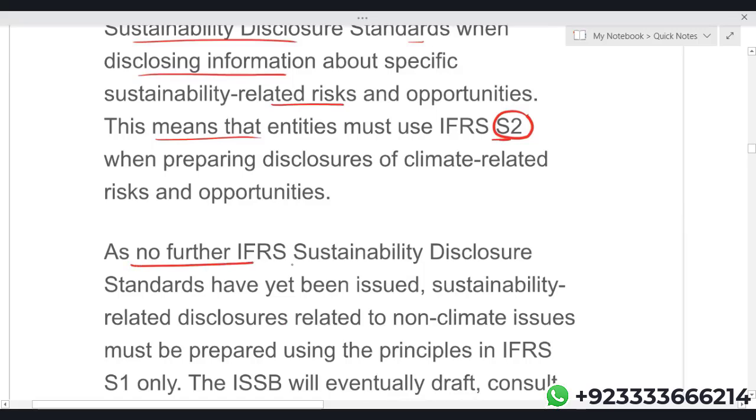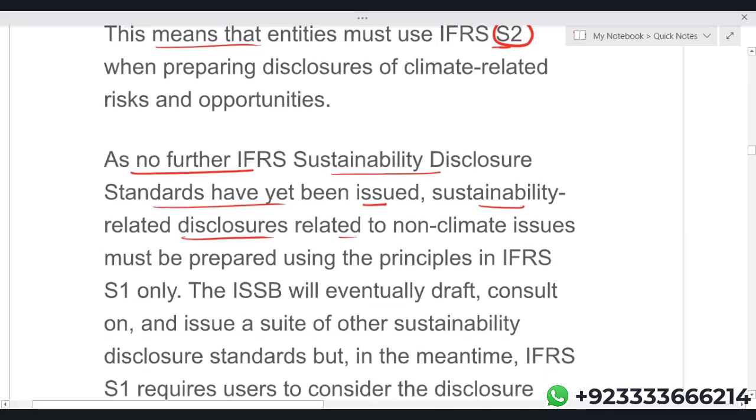As no further IFRS sustainability disclosure standards have yet been issued, sustainability-related disclosures related to non-climate issues must be prepared using principles in IFRS S1 only.